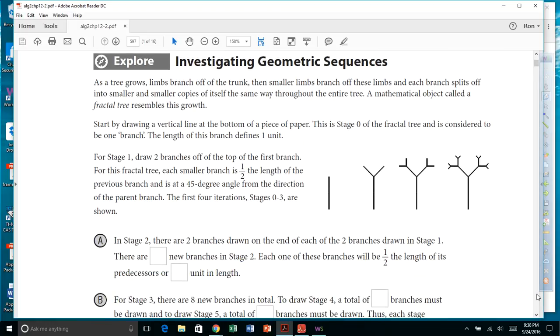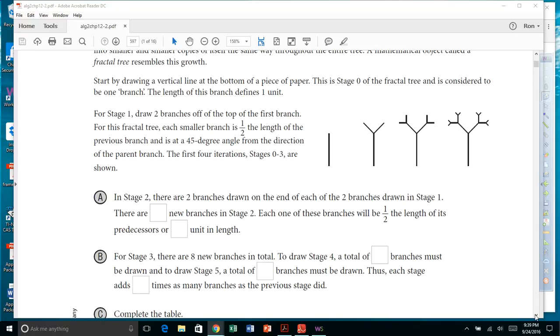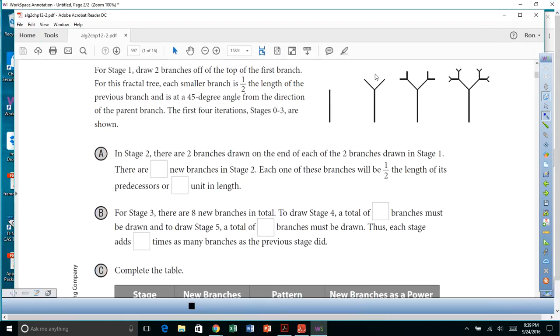Start by drawing a vertical line at the bottom of a piece of paper. This is stage 0 of the fractal tree and is considered to be the one branch. The length of this branch is defined as 1 unit. For stage 1, draw 2 branches off of the top of the first branch. And this would be here, that would be stage 2.